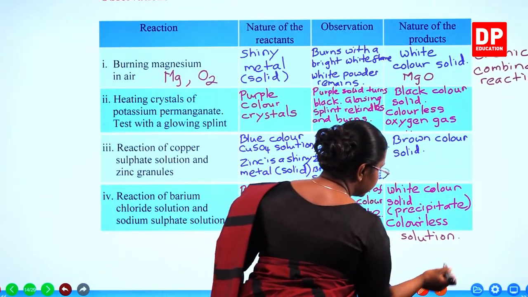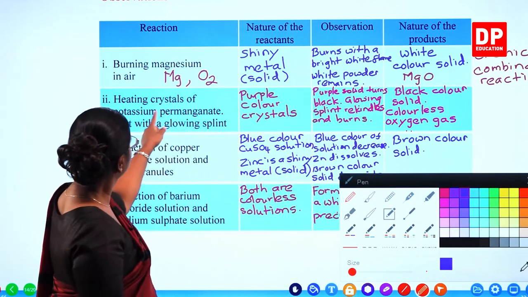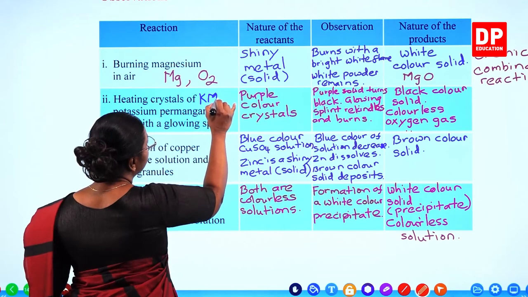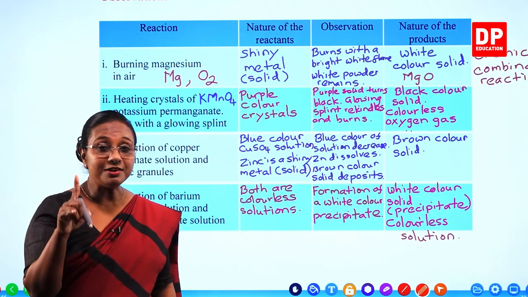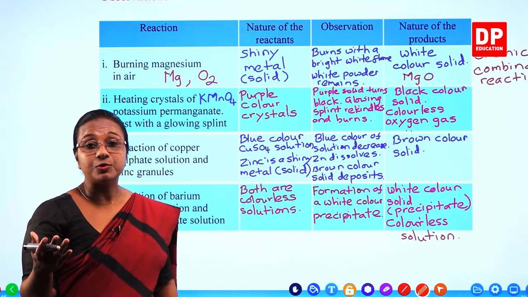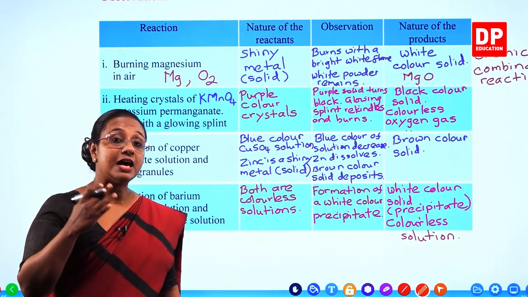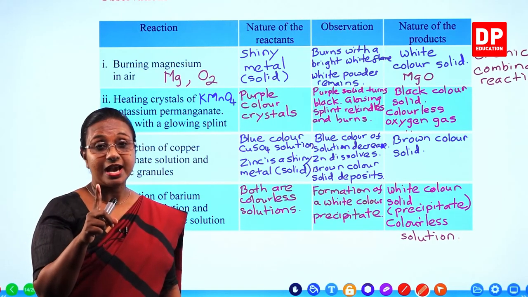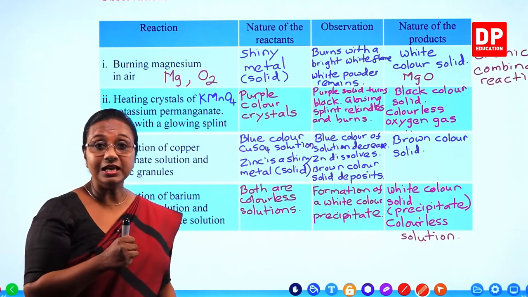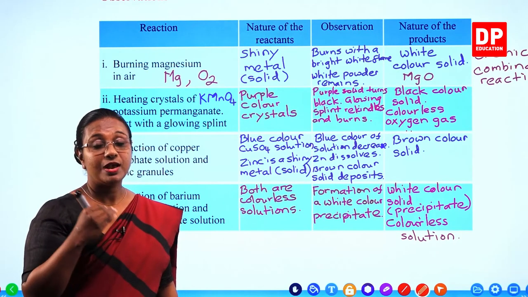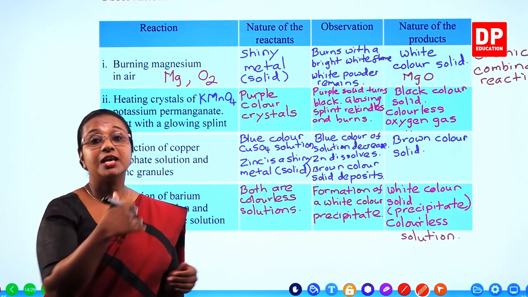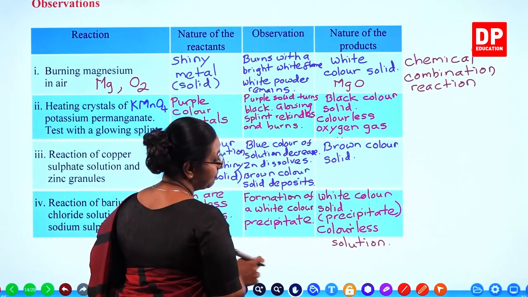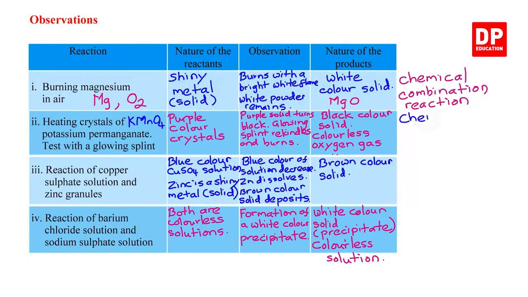Then, in the second reaction, what did we have? We had heating of potassium permanganate crystals. So we only had KMnO4, that is potassium permanganate, only one reactant. On heating, it decomposes to produce oxygen gas, potassium manganate and also manganese dioxide. So one reactant becoming two or more, here actually three products. Those types of reactions where on heating the reactant decomposes into products, we call a chemical decomposition reaction. So the second type is the chemical decomposition reaction.